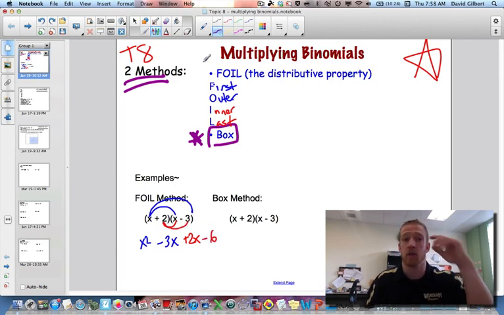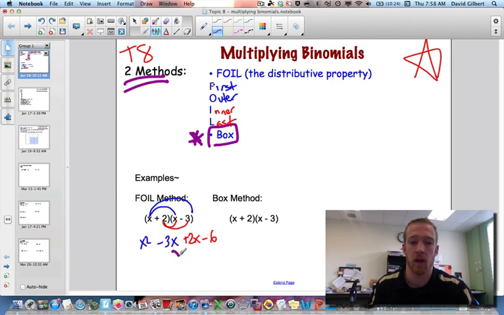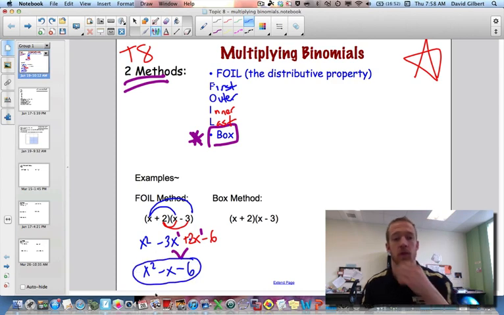And then at the end, we make sure if there's any like terms, we combine them. Here we have an x and an x. They both have an exponent of 1, right? So then we can combine those like terms. Gives us x squared. Negative 3x plus 2x is minus x, minus 6. Beautiful, done. That is our final answer for this.